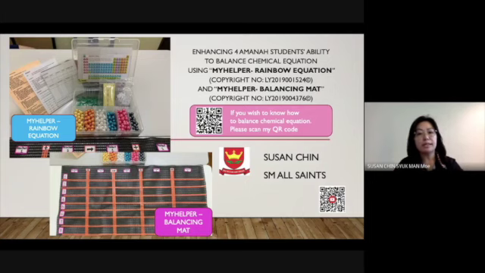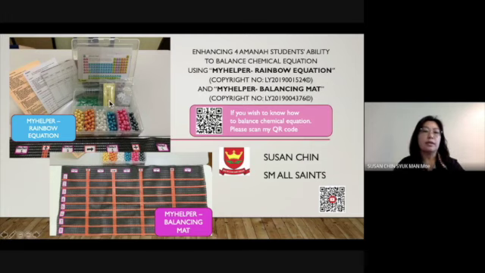Today, I would like to present to you my action research. The title of my action research is Enhancing Empat Amanah Students' Ability to Balance Chemical Equation using MyHelper Rainbow Equation and MyHelper Balancing Mat. Here is a QR code. If you wish to know how to balance a chemical equation, you can scan my QR code to see the video of how to do the balancing.